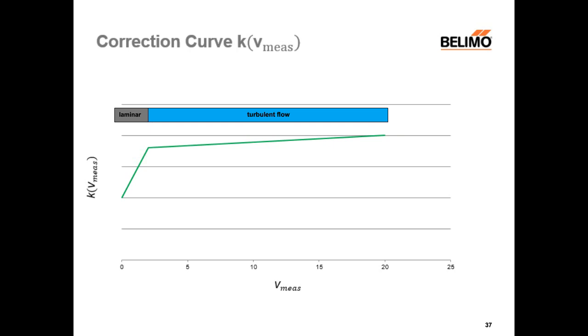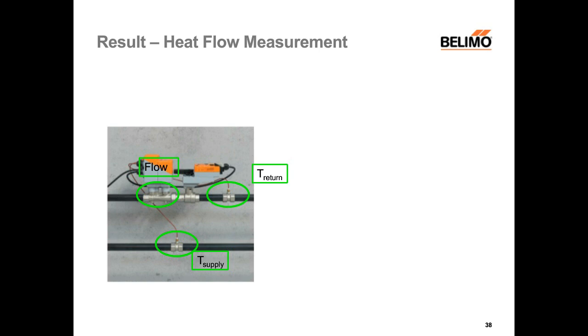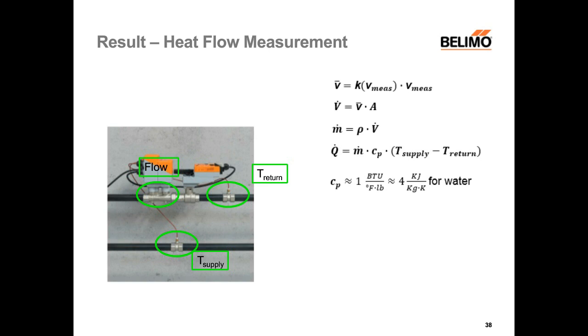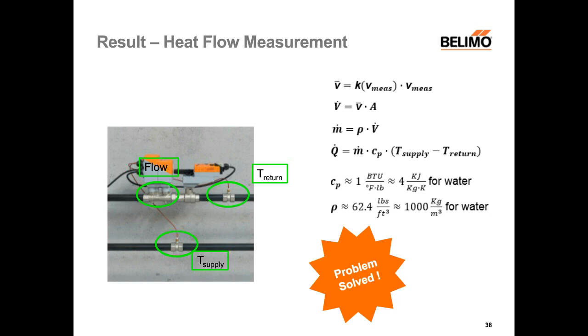So, now we can come to the result. To measure the heat flow, we first have to measure the velocity. Then we can multiply it with the correction curve that we got from production. Then we can multiply it with the area of the cross-section, we can multiply it with the density, and we can multiply it with the heat capacity and the temperature difference. So now we got the heat flow, or the heat power. The Cp for water is known and almost constant, and also the density for water is pretty clear. So we got the problem solved. Yes, at least for water.